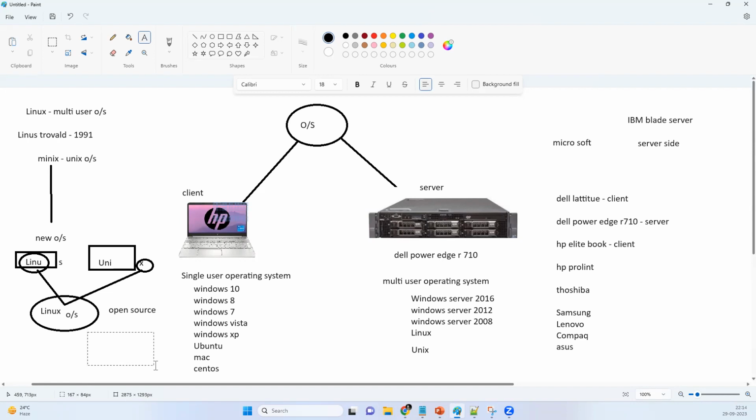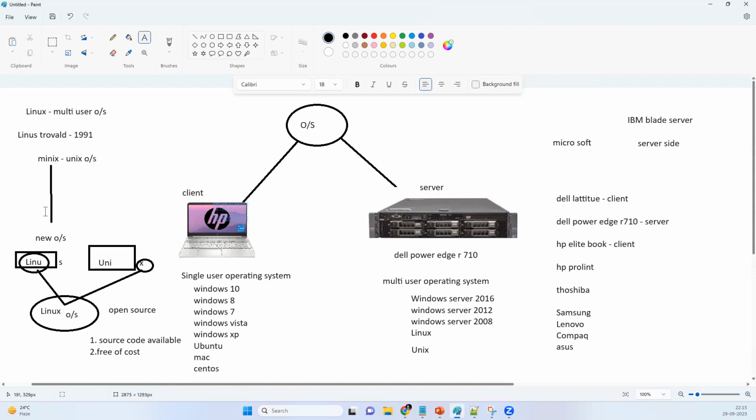Open source means there are two points: the source code is available, and the second one is nothing but free of cost. So Linus Torvalds released it as open source. Open source means the source code is also available, free of cost.